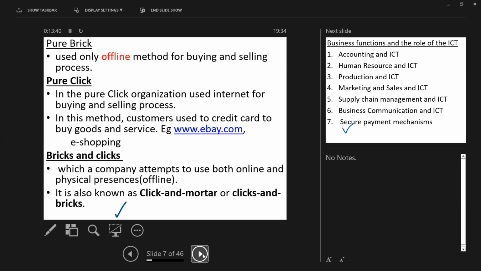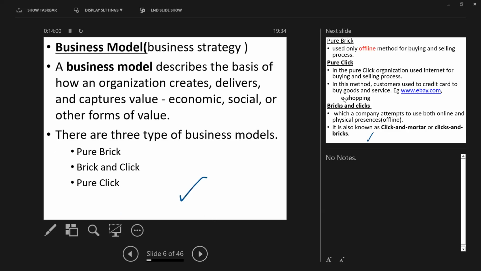Pure click means only online, e-commerce, eBay, e-shopping. Then pure brick means a traditional shop. You visit the place and select the item. We can take that as pure brick. Then, okay, we'll write these two slides.